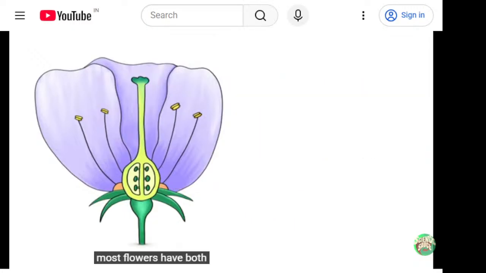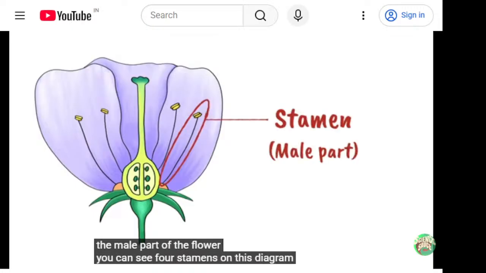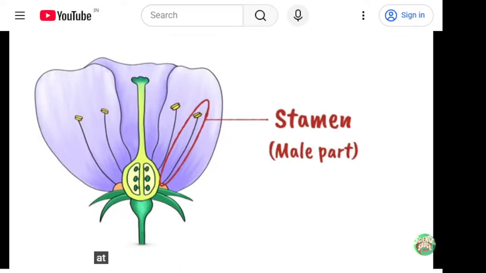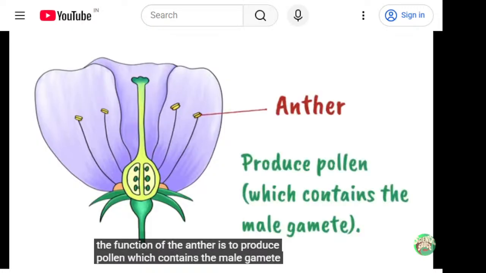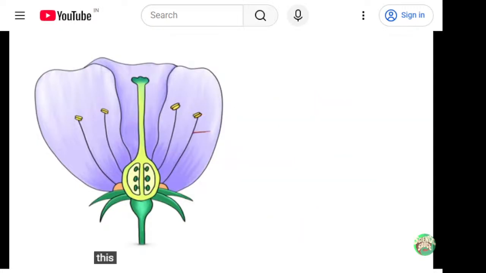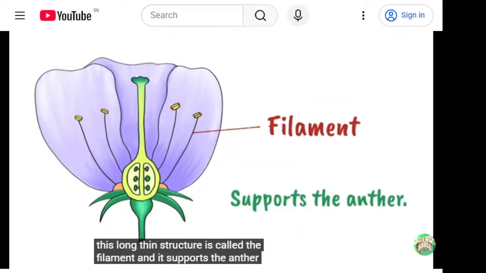Most flowers have both male and female parts, and this part here is the stamen, the male part of the flower. You can see 4 stamens on this diagram. At the top of each stamen is the anther. The function of the anther is to produce pollen, which contains the male gamete, the male reproductive cell. This long, thin structure is called the filament, and it supports the anther.